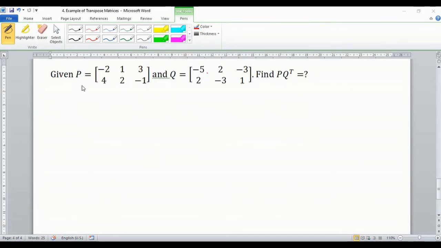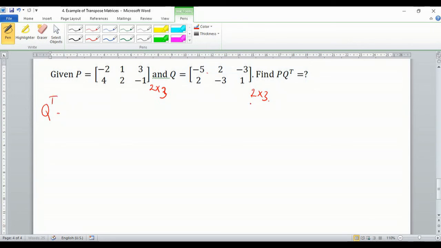Given P is equal to minus 2, 1, 3, 4, 2, minus 1, and then K is minus 5, 2, minus 3, 2, minus 3, 1, you need to find P times K power T. So from here, we know that P has dimension 2 by 3, and then K has dimension 2 by 3, and then we need to find what the K transpose is.